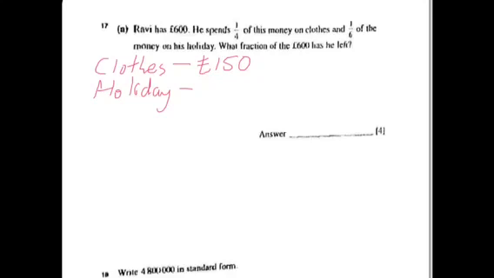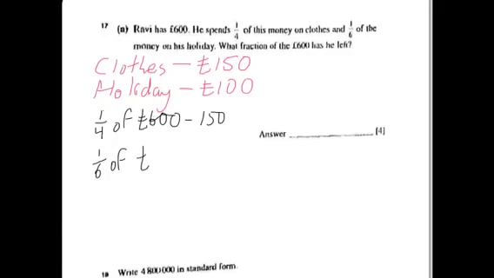So 1/6 of 600 is 100. Hopefully you can see that. They're two reasonably straightforward calculations. So first of all, I had 1/4 of 600, which my working out gave me 150, and then I had 1/6 of 600, and that gave me 100.